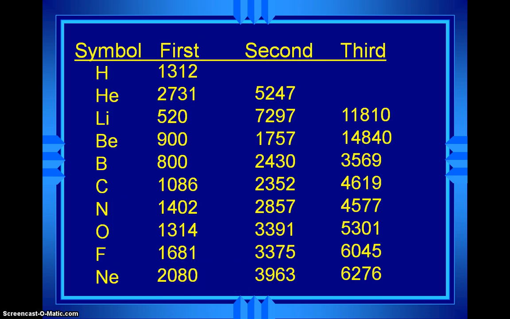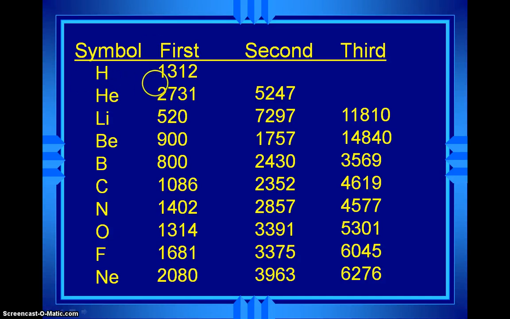So you might see a table like this. Basically what this table shows, even though there's no units here, is these values represent kilojoules, and joules, remember, is the unit for energy. So hydrogen has one electron in its outermost shell, so it only has one ionization energy, the first ionization energy, and it's relatively high. It doesn't want to lose that electron.